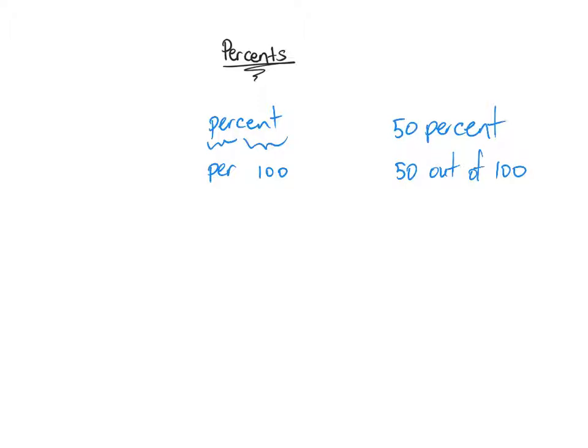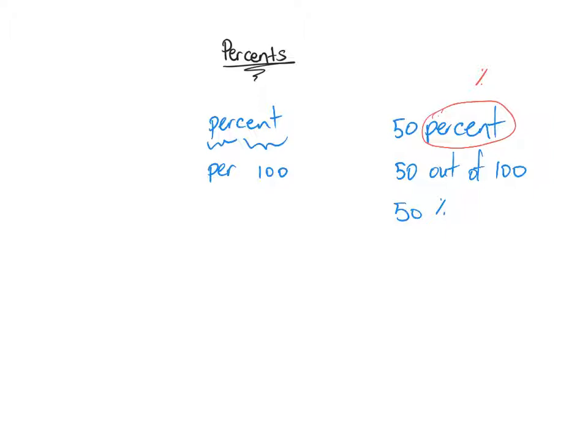Now, it would be a lot to have to write 50 out of 100 every single time. So there's actually a sign that represents percent, and that sign is the percentage sign. So this is the same thing as saying 50%. 50% means 50 out of 100, so I can write this in all three ways.